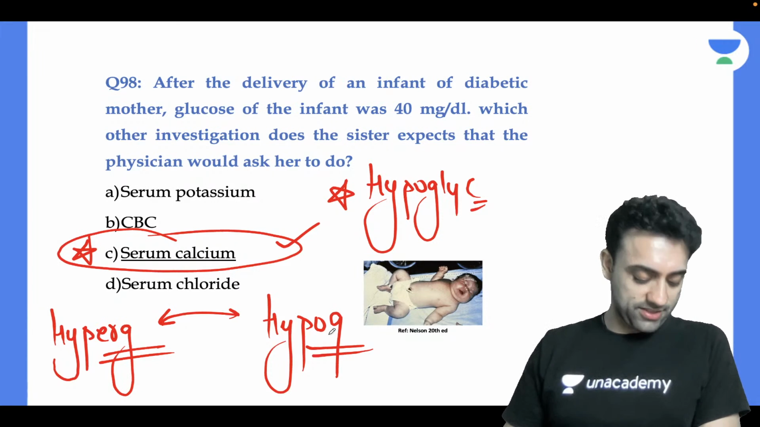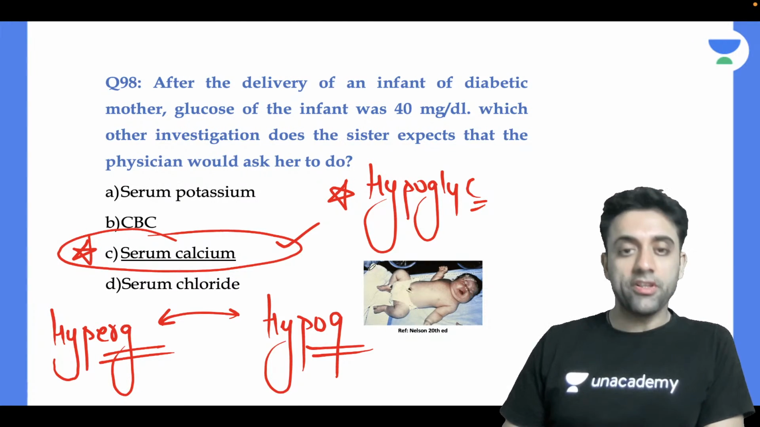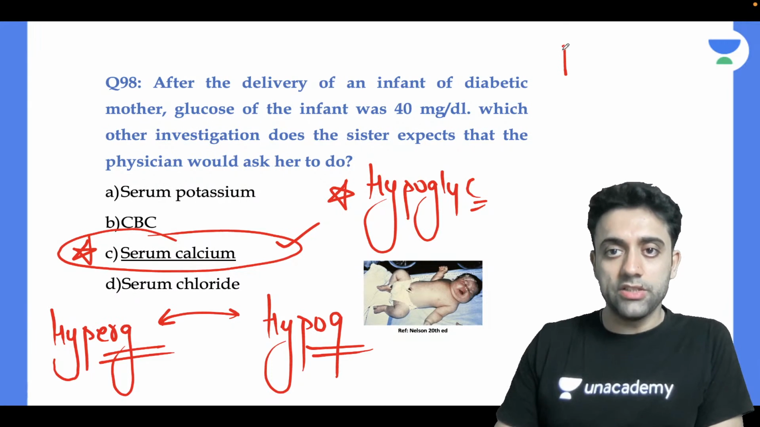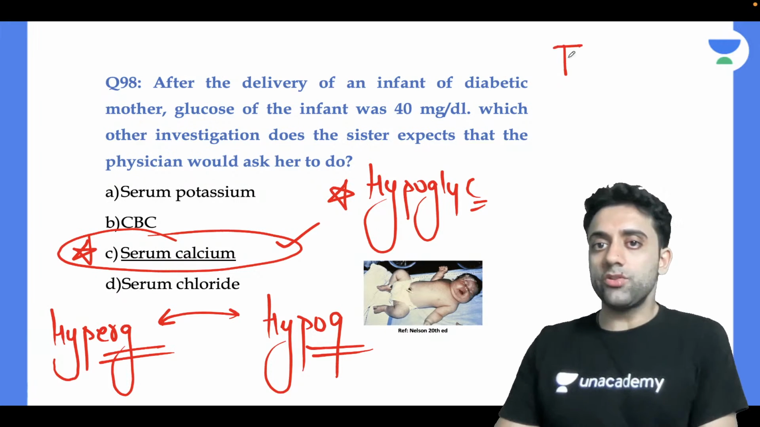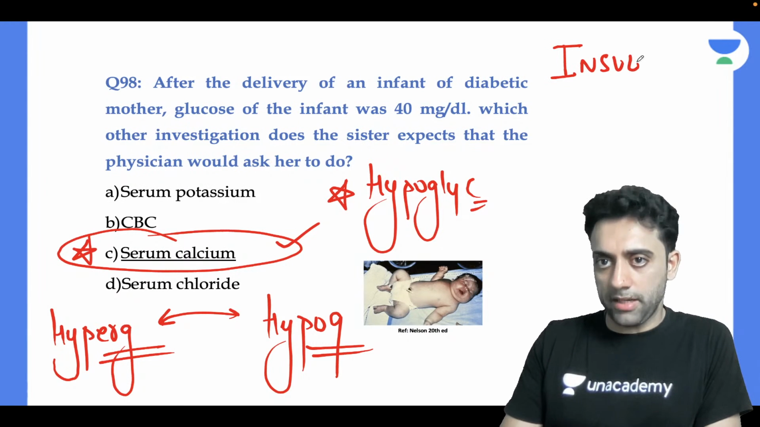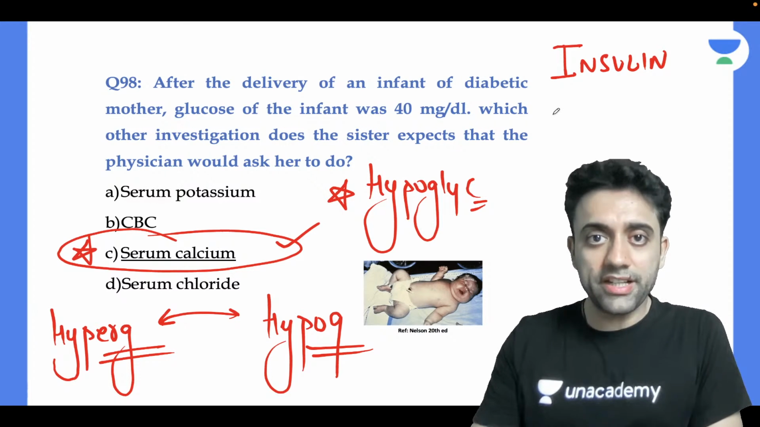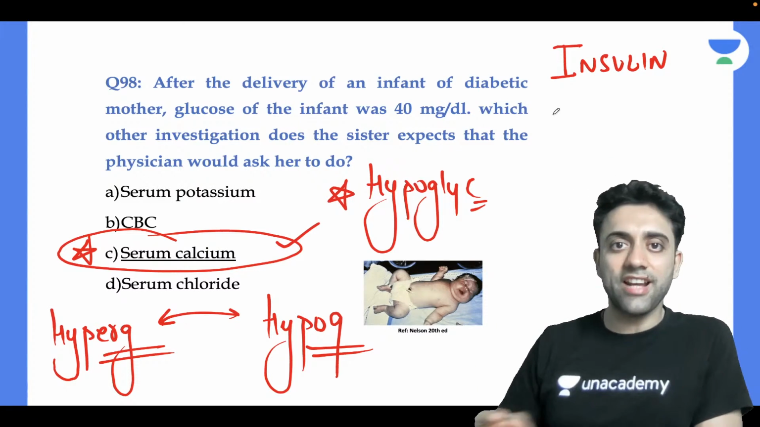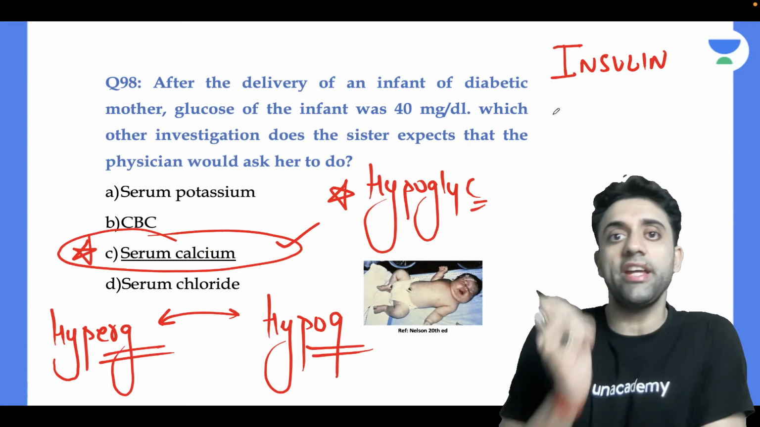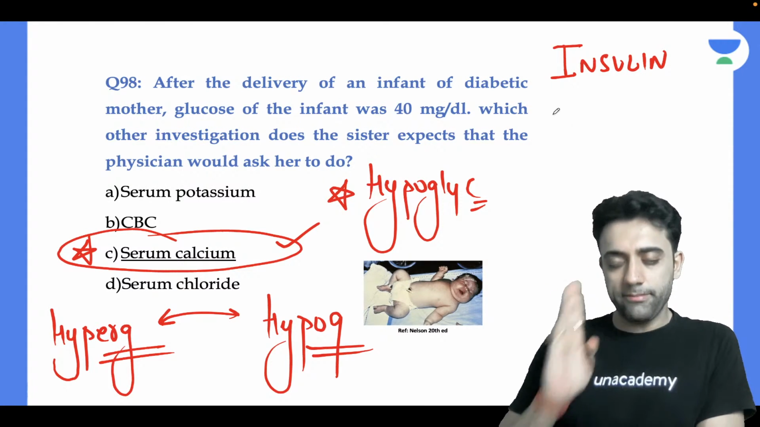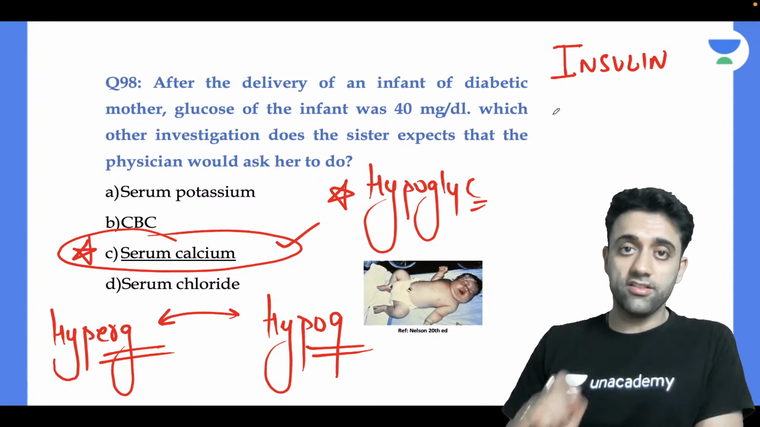Insulin, exactly. So what happens? Most importantly, there is insulin deficiency in the mother. The mother is diabetic. In diabetes you take an injection, right? You take an insulin injection. Why do you take an insulin injection? Because you have insulin deficiency. Yes or no? So imagine, my dear, please listen to me for the first and last time.